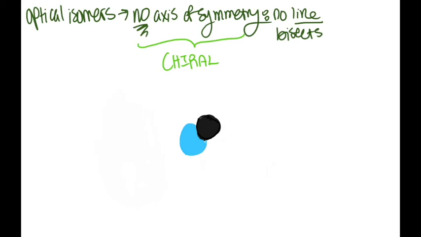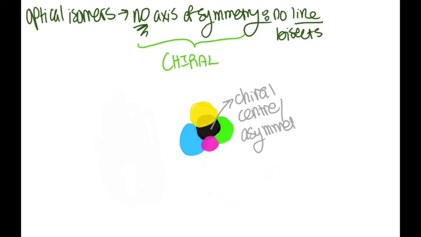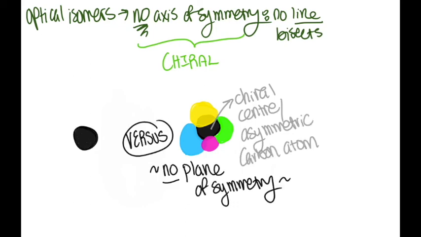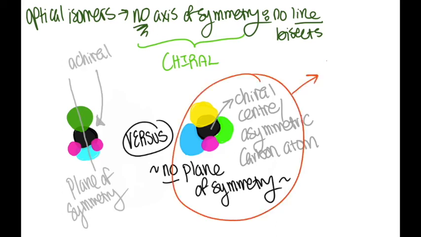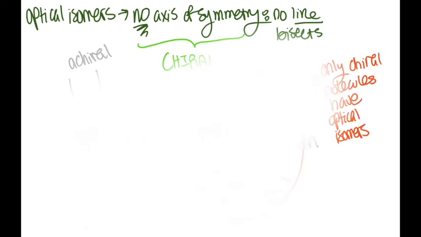In the following molecule, the carbon atom, represented as a black circle, has 4 different groups attached to it, which leads to a lack of symmetry in the molecule and is why we describe the carbon as a chiral center or an asymmetric carbon atom. The molecule on the left does have a plane of symmetry, and therefore is described as being achiral. However, only chiral molecules have optical isomers.